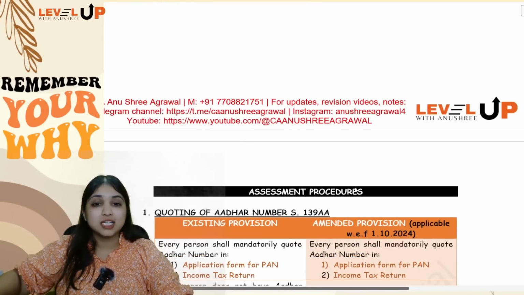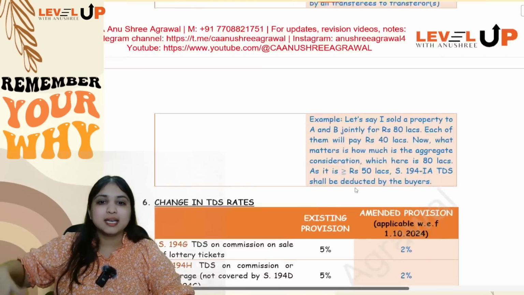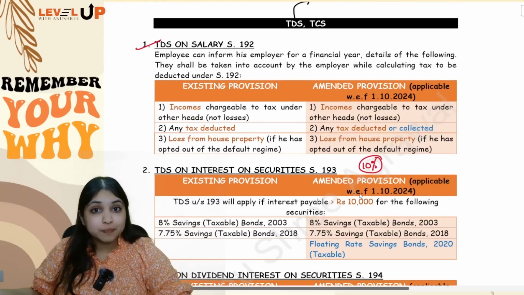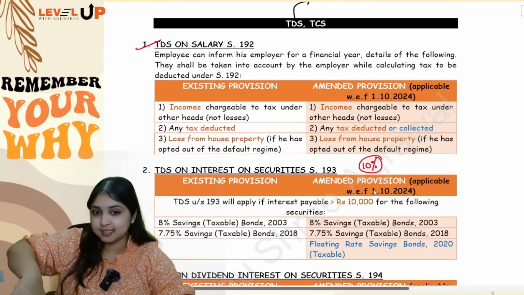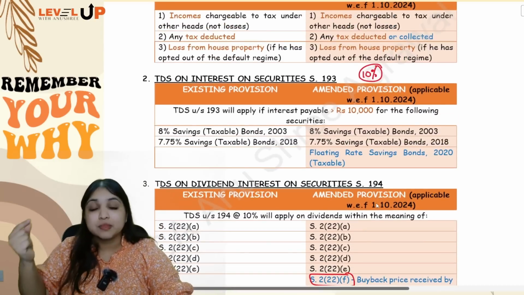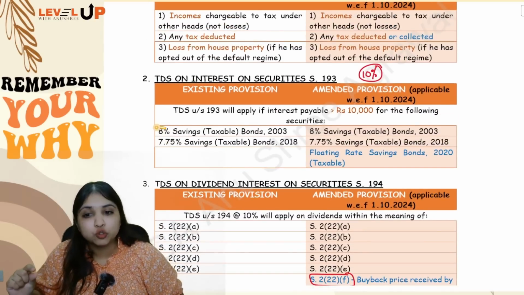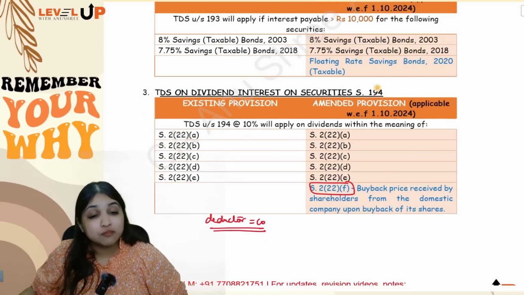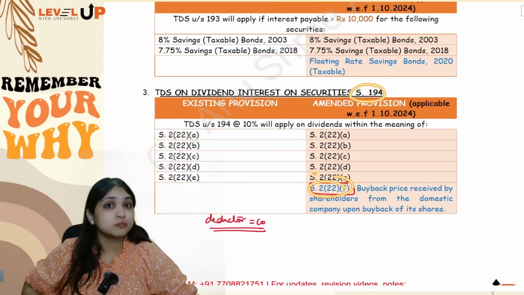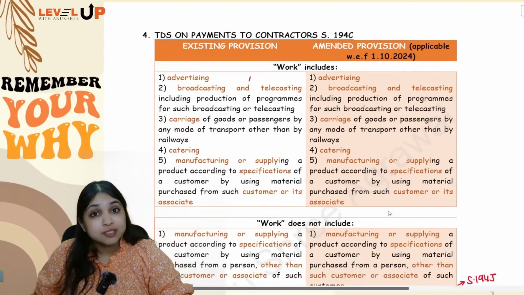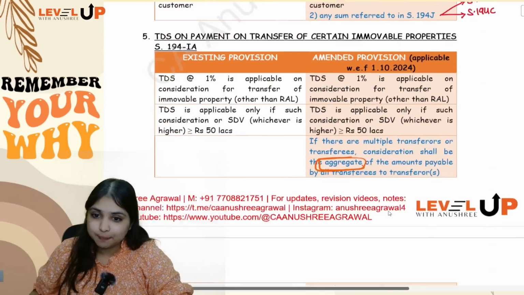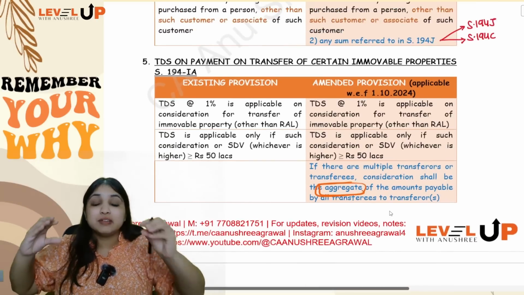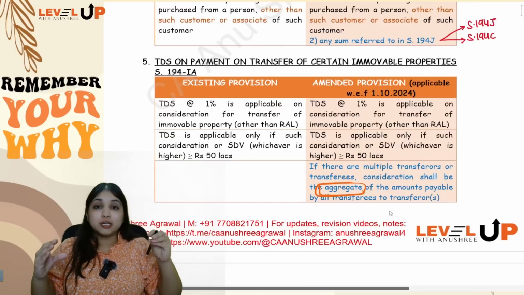Okay. So this is it with your TDS and TCS discussion. In TDS, we had a change in section 192: employee can inform the employer about TDS credit and TCS credit. Then section 193: the 10,000 limit was only for 2 bonds earlier, we're adding the floating rate savings bond as well. Then section 194 TDS will also apply to 222F. Then in 194C we learnt if 194J is applicable, then don't apply 194C. Most important TDS amendment was in 194IA: we will see the total consideration for that particular immovable property.